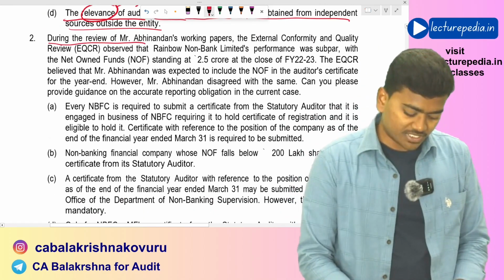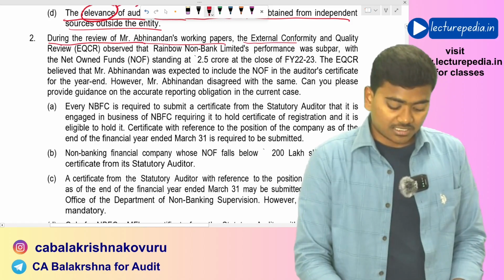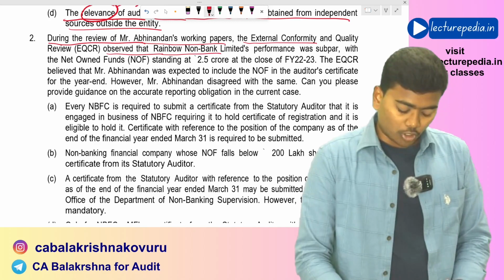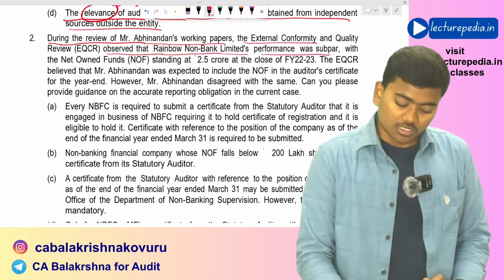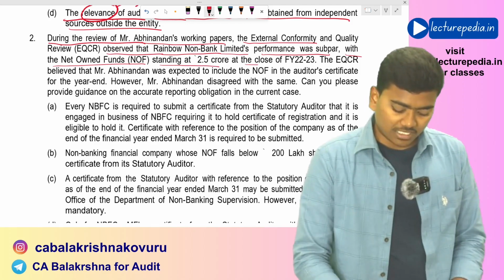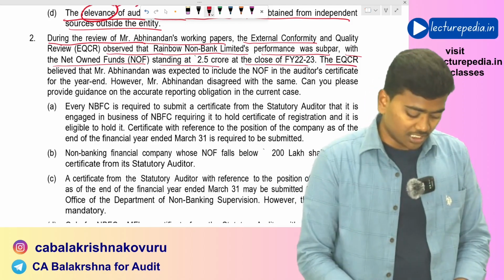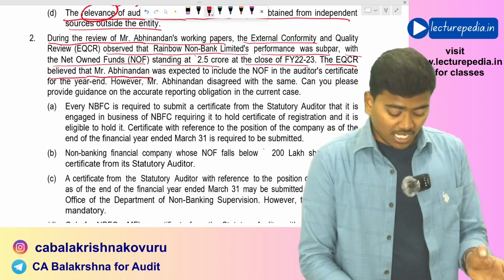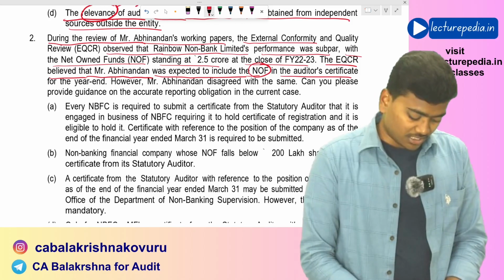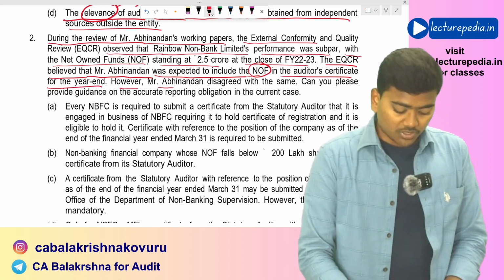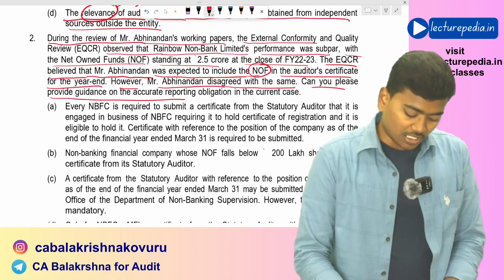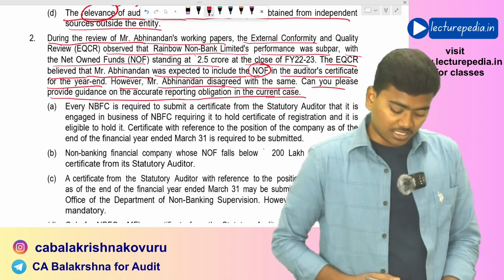During the review of Mr. Abhinandan's working paper, the EQCR observed that Rainbow Non-Bank Limited's performance was subpar, with the net owned funds standing at 2.5 crore at the close of the financial year 2023. The EQCR believed that Mr. Abhinandan was expected to include net owned fund in the auditor's certificate for the year end. However, Mr. Abhinandan disagreed with the same. Can you please provide guidance on the accurate reporting obligation in the current case?